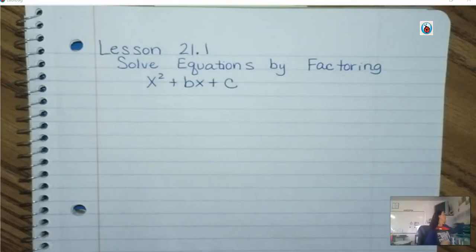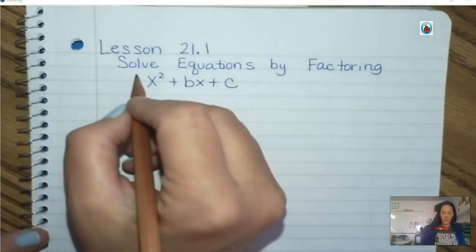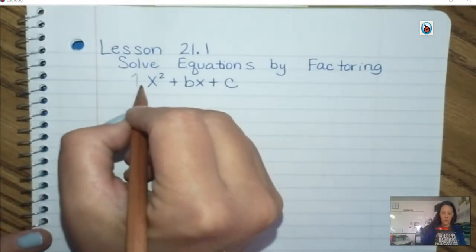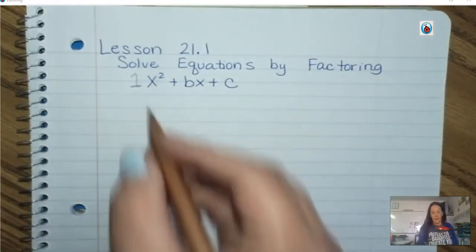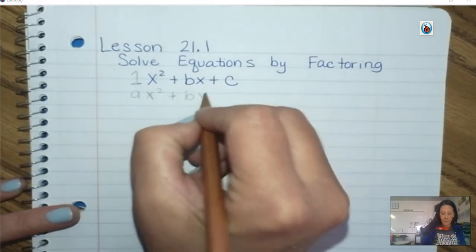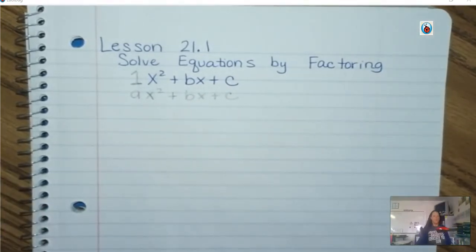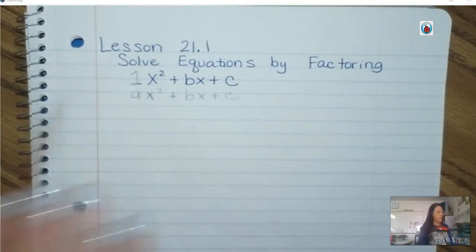Okay, today we're going to work on how to solve equations, but for today's lesson, they're all going to have a 1 in front of the x squared. So there's no other number there, because this is in standard form, ax squared plus bx plus c, but your a value is just a 1. So today's lesson is only going to be equations where there's just a 1 in front.